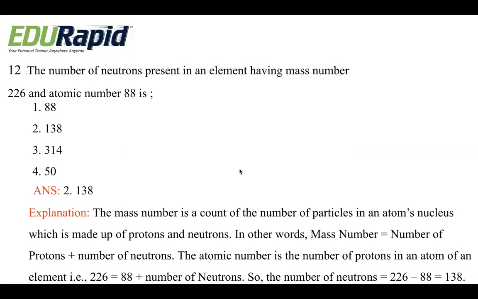The mass number is a count of the number of particles in an atom's nucleus, which is made up of protons and neutrons. Mass number is nothing but the total number of protons and neutrons. In other words, mass number is equal to the number of protons plus the number of neutrons. The atomic number is the number of protons in an atom of an element. So we are doing, as I told you, 226 minus 88. You will get the number of neutrons, that is 138.